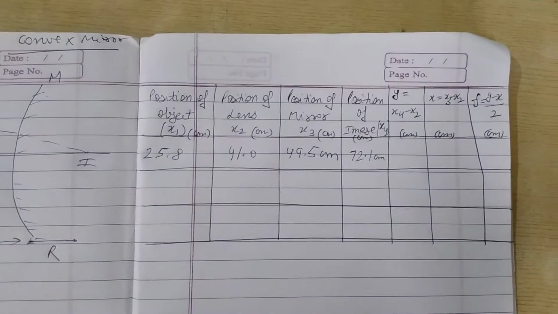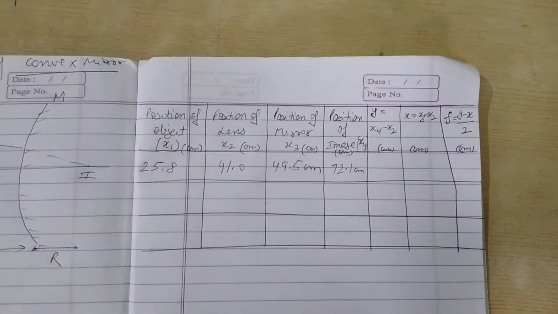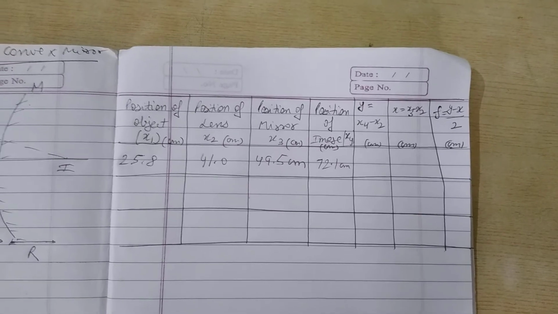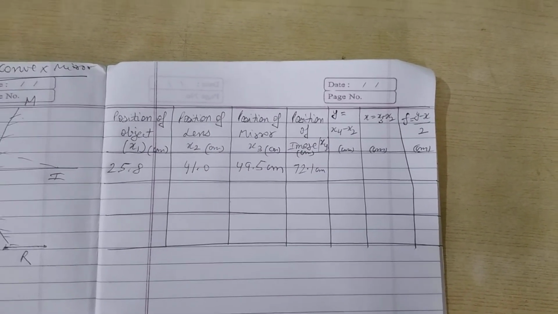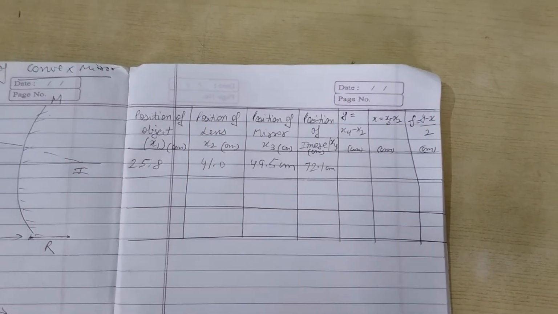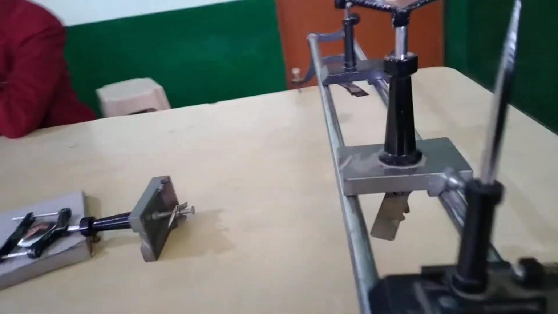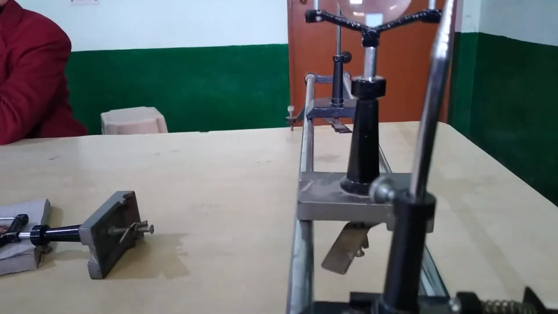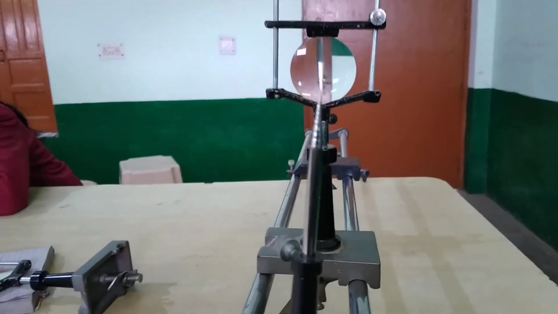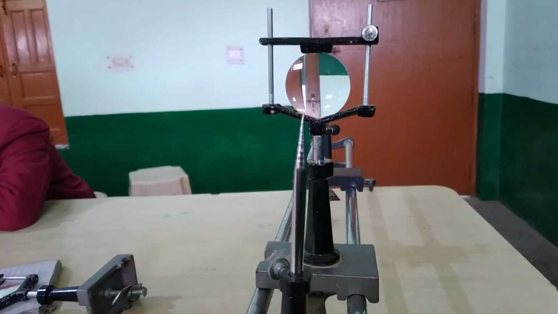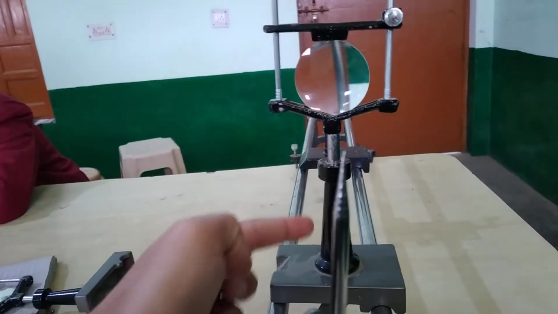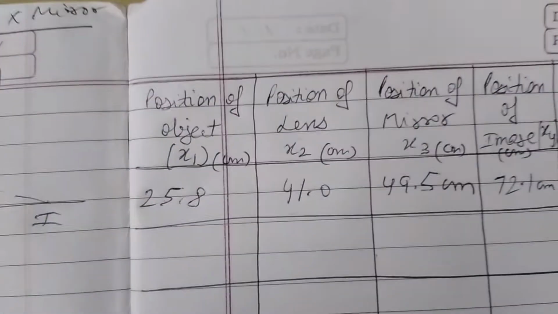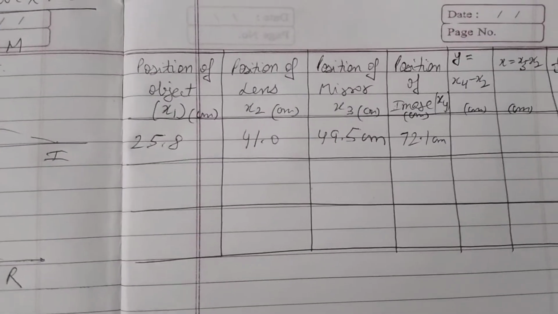So here these are the readings of the object, which is at 25.8 centimeter. The position of lens is at 41 centimeter and the position of mirror is at 49.5 centimeter. Now in the second process we have replaced the mirror with the image needle and we have removed the parallax, as you can see, and we have not changed the position of object and the lens, but we have changed the position of image, and the reading of the image is coming 72.1 centimeter.